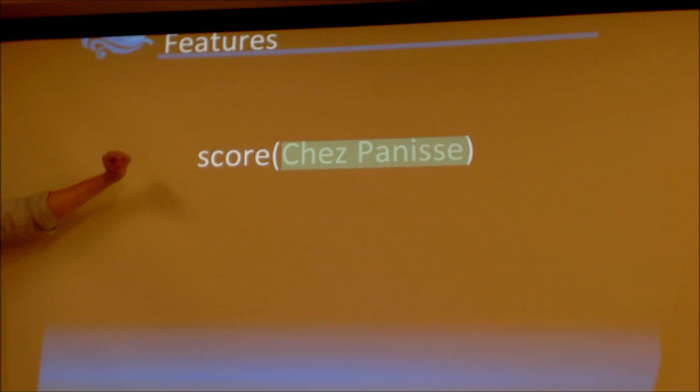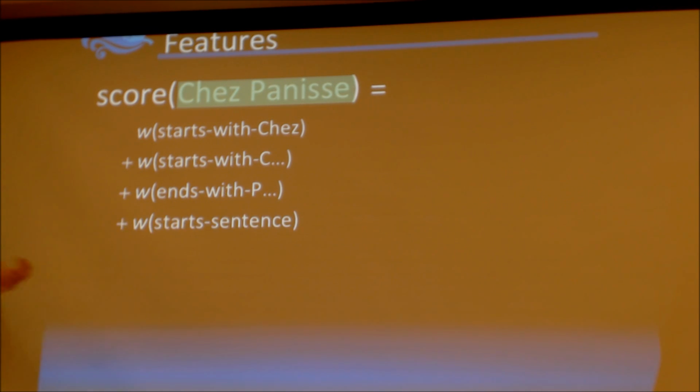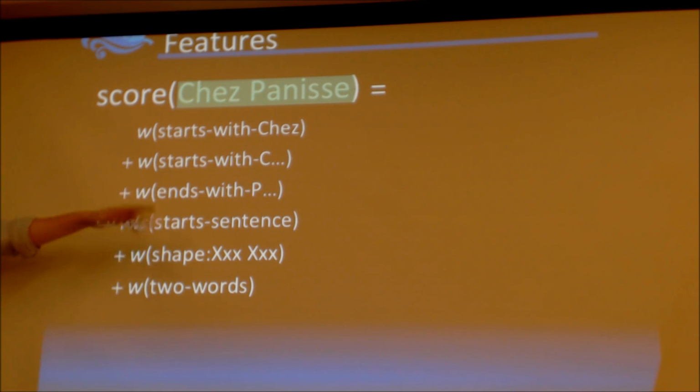And the score can be broken down into a sum of individual feature weights. In NLP, we typically use indicator features, just 1-0 variables that are properties of the input string. So for instance, the score will be the weight of: it starts with Chez, it starts with a word that begins with a capital C, it ends with a word that starts with a capital P, maybe it starts with a sentence, which is a good indicator that it's probably a proper noun, and maybe we'll have some kind of function of the shape, so we'll say it's a sequence of 2 capitalized words. It doesn't matter what the actual content of the words are.